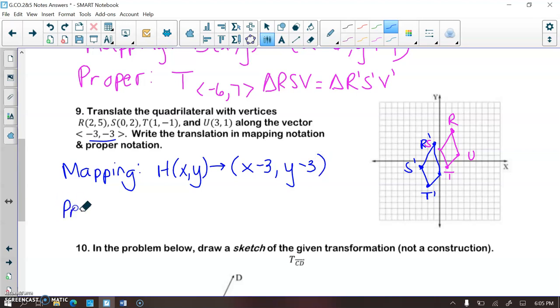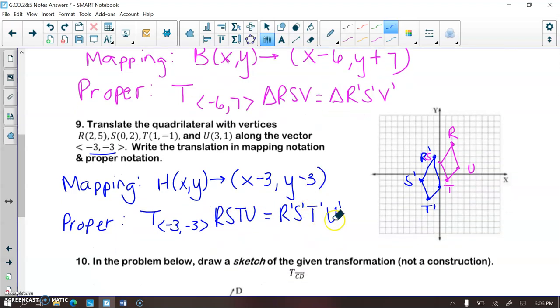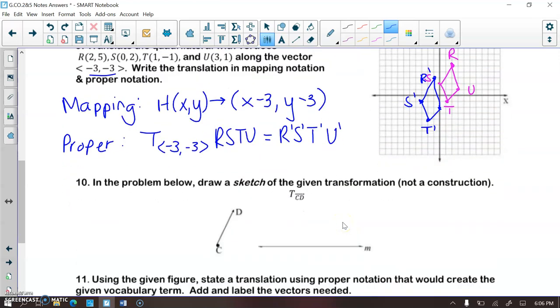Now for proper notation, the capital letter you choose does matter. Since it's a translation, we're going to use T for translation. My vector is -3, -3. And then I translated quadrilateral RSTU to get quadrilateral R prime, S prime, T prime, and U prime. I didn't address this, but when we're doing triangles, we should always put the triangle symbol in front of it. And if we're doing quadrilaterals, we don't need to put anything until we get to our quadrilateral unit. Then I'll show you how to name quadrilaterals.